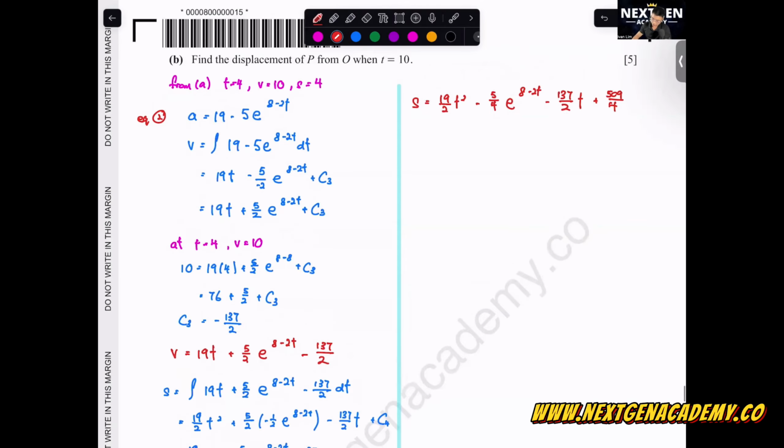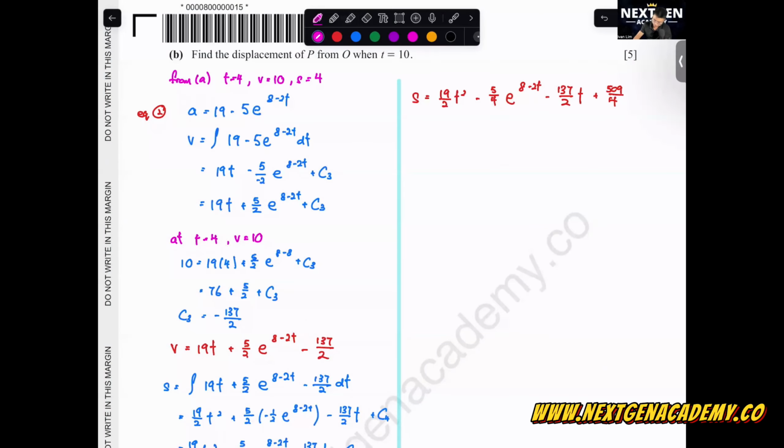Okay, one last final one. Pretty long, right, this one? Now, substitute t equals 10. Okay, sub it in: 19 over 2 times 10 squared, 5 over 4 e8 minus 20, minus 137 over 2 times 10 plus 509 over 4. Okay, we'll get 392.25.